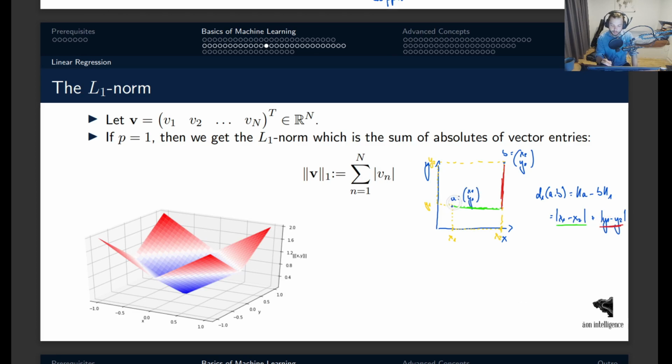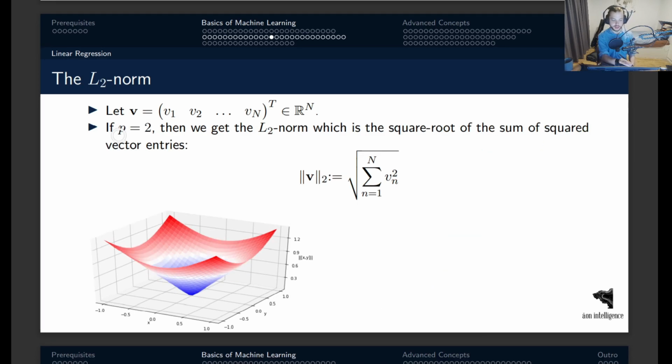So measuring the distance from point A to B using the L1 norm amounts to adding the difference between the x components and the difference between the y components. So we don't go straight from A to B, but instead we first go in the x direction and then in the y direction. And this is why sometimes we call the L1 norm the Manhattan norm, because we can only move in orthogonal lines. Similarly to the way the streets are arranged in Manhattan, they are arranged in an orthogonal fashion.